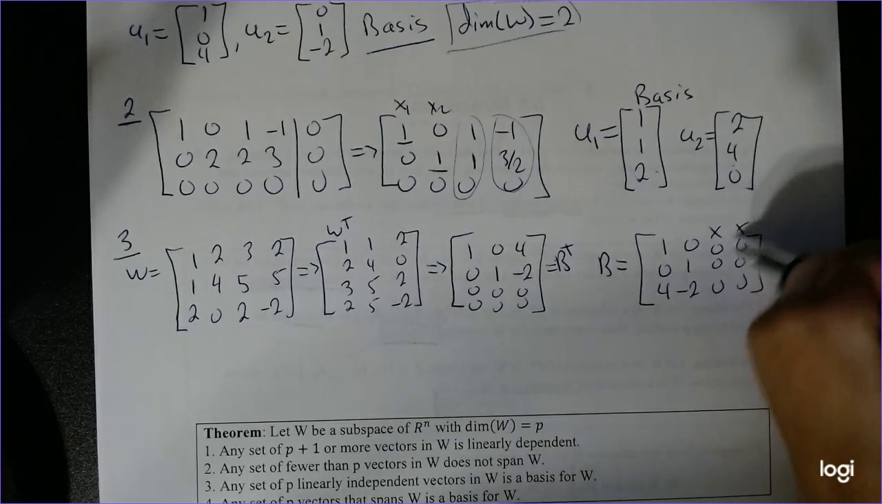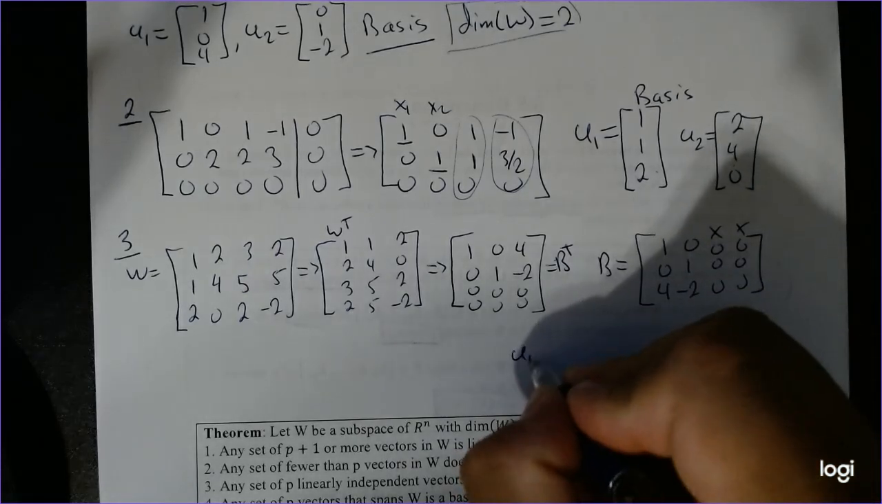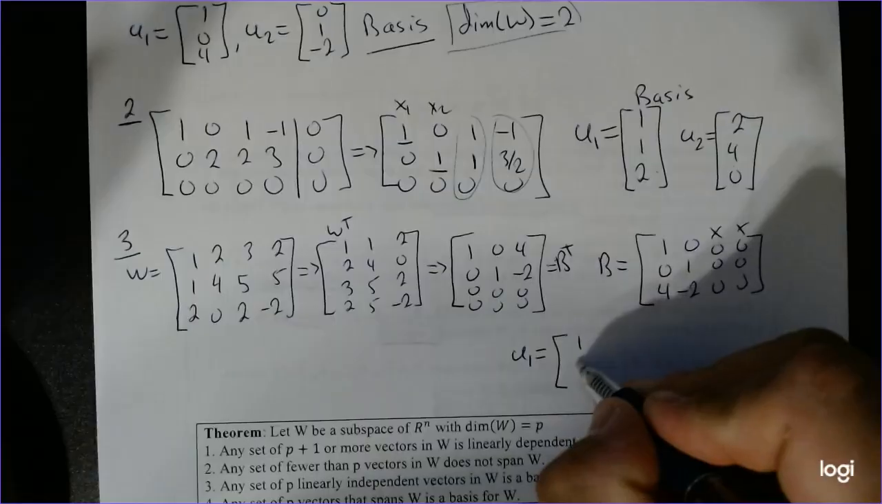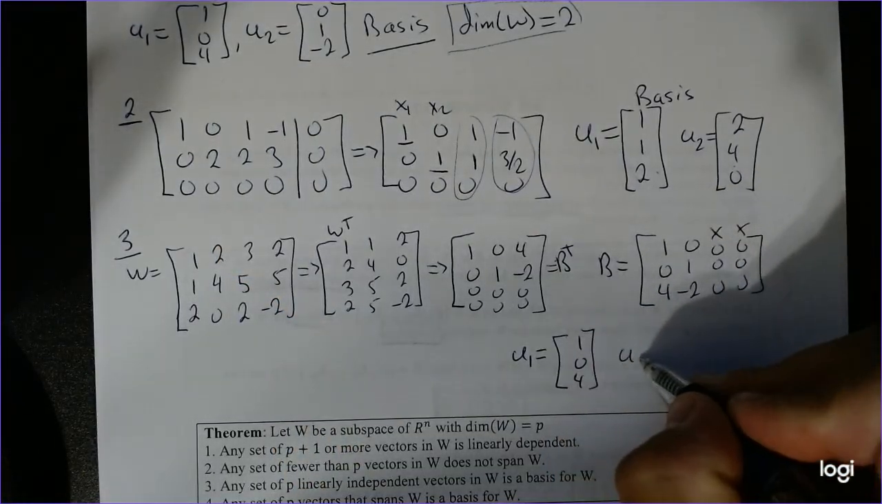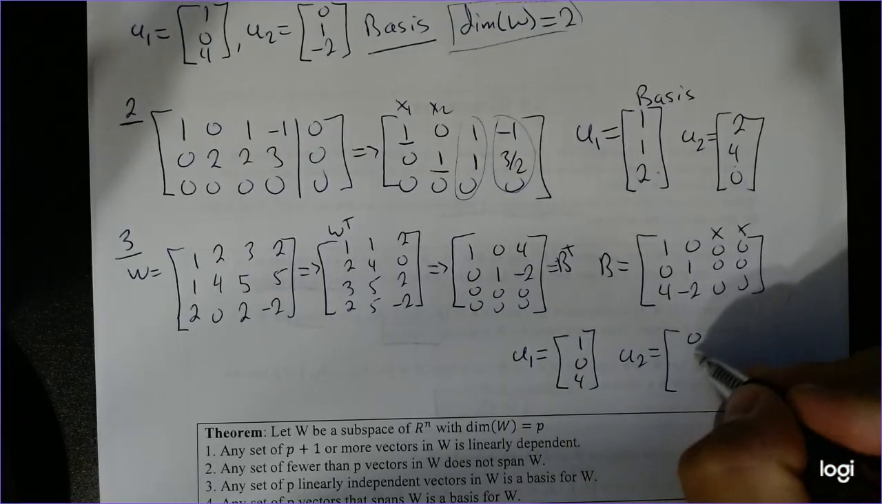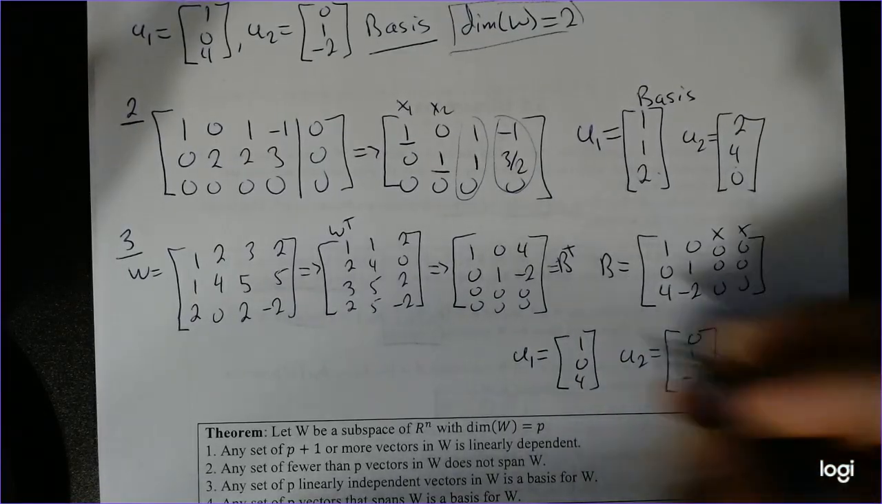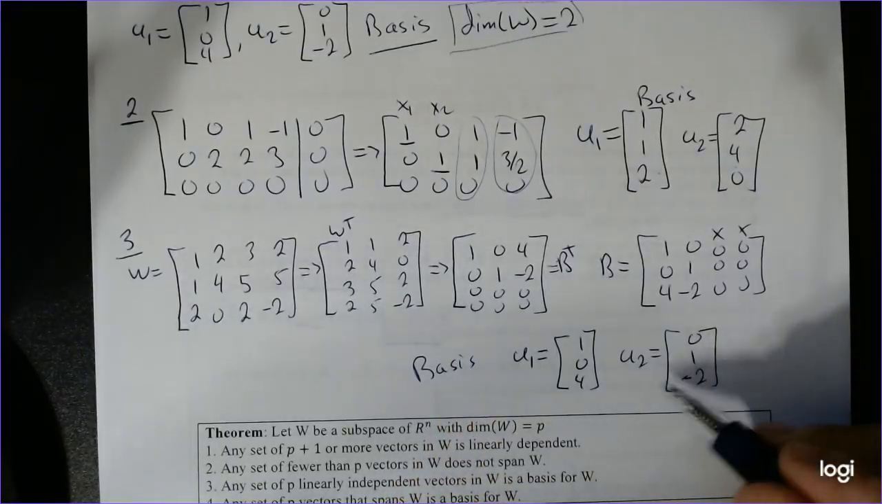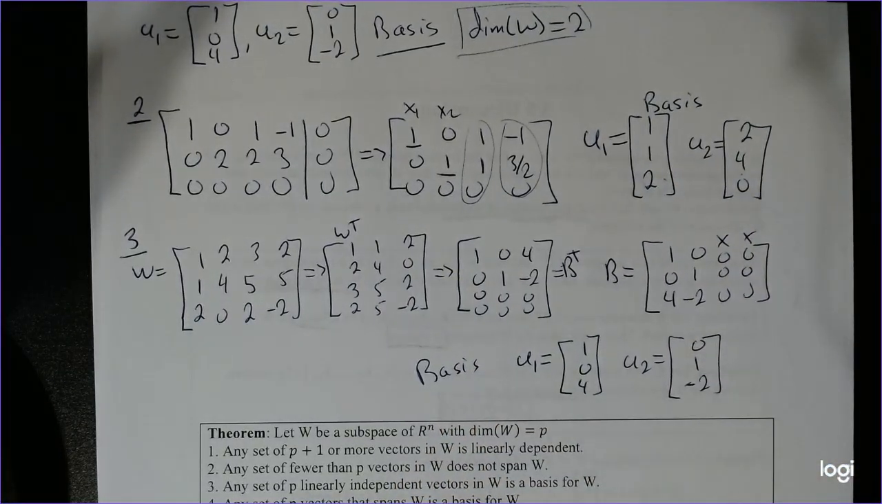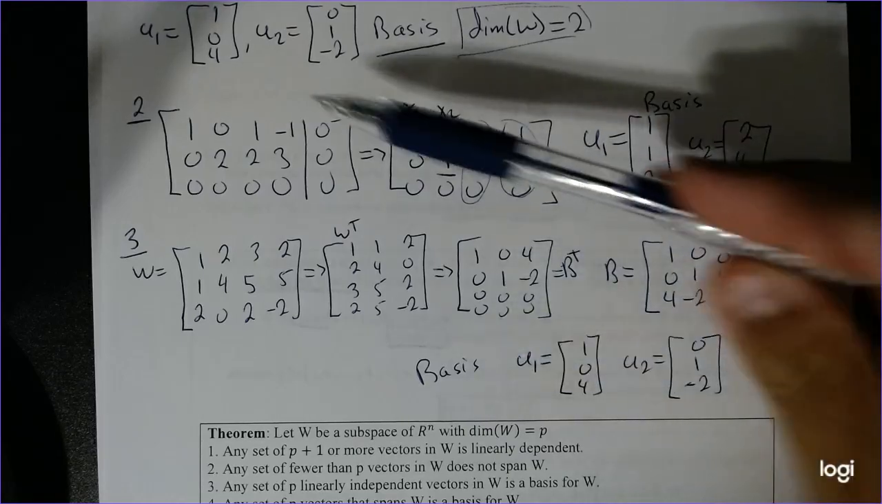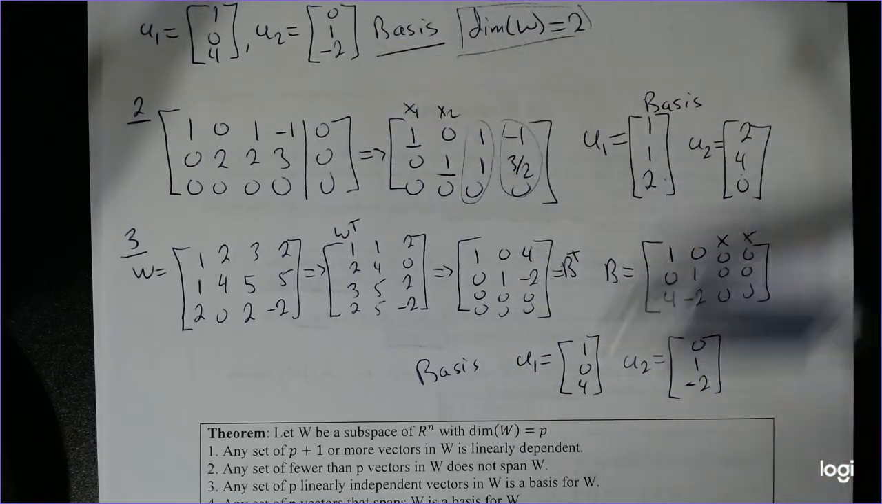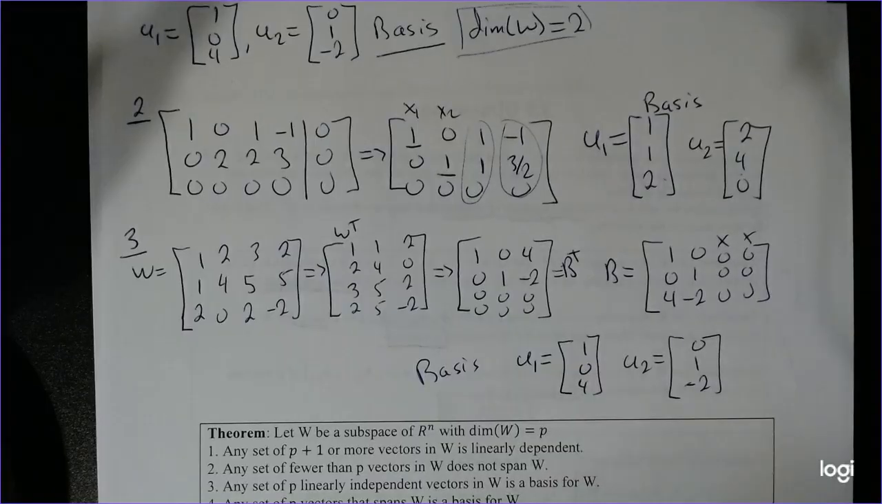And again, these don't count because they're zeros. So for our basis, we'll let U1 equal (1, 0, 4), which is ironically the same basis we got above. And our second vector is (0, 1, -2). So here's our basis for that. Again, still dimension 2. Okay, so again, three different ways to find bases. As you notice, it just so happened that these two end up being the same, but it could be a possibility that all three are different. But again, the dimension will still be the same no matter what. That's the nice thing about it.